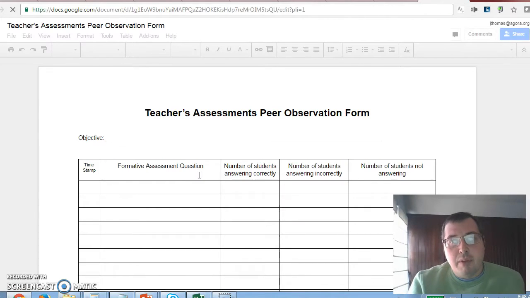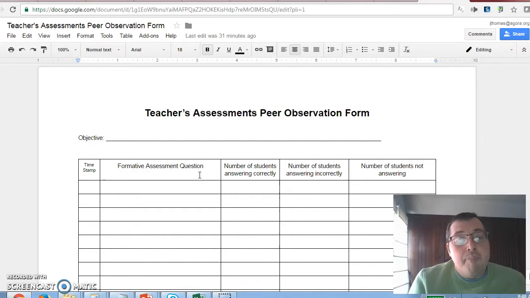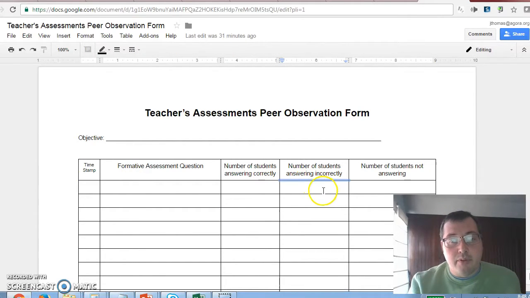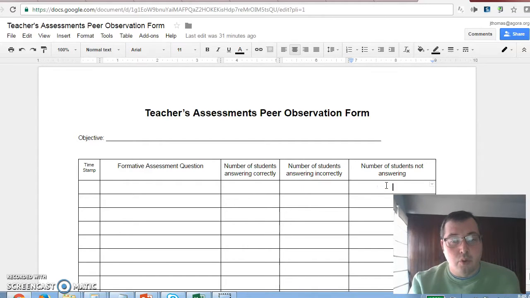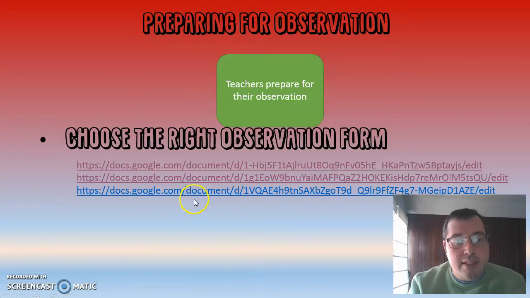And again, it depends on what that pre-observation conference looked like. Let's say the teacher said, "Hey, I want you to pay attention to my assessment. I'm not sure if the students are meeting the objectives." So here you write the objective, the time stamp, the formative assessment question asked, the number of students who answered correctly, the number of students who answered incorrectly, the number of students who are not answering. So you can have this whenever you go back through for the teacher who's saying, "I'm struggling with assessments," or "I'm not sure about my assessments."